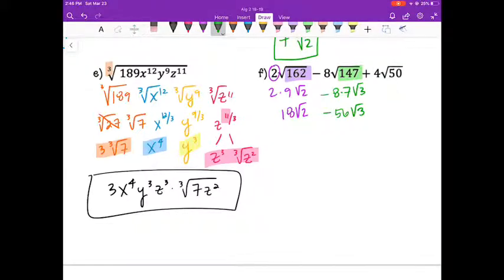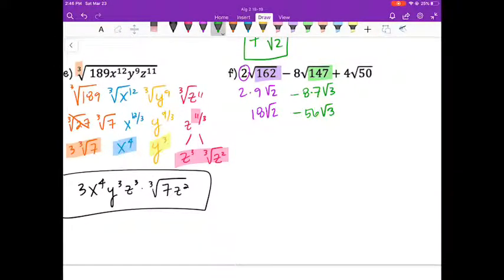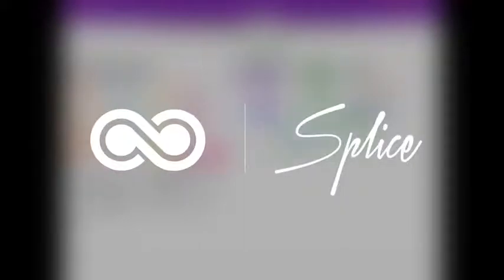And we still have that negative 8 in front of it, so it looks like I've got a negative 56 radical 3. And then for radical 50, that square root of 50 becomes the square root of 25 times the square root of 2, and of course the square root of 25 is 5. So we've got 4 times 5, we've got 20 radical 2, that's positive. So we combine only our like radicals. That's our 18 radical 2 and our 20 radical 2. That leaves us with the 38 radical 2 minus that 56 radical 3 that can't be combined with anything else.